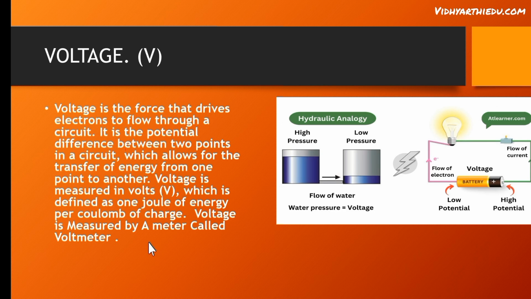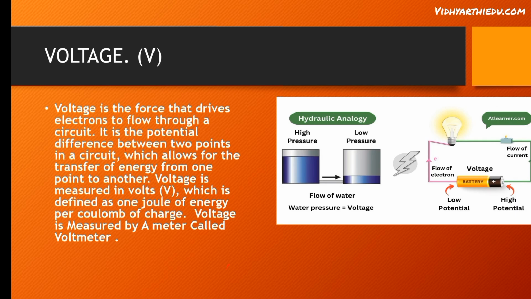It is called a voltmeter. A voltmeter measures the voltage between two terminals of a conductor or any element. See the diagram on the right side: there are two tanks, one on the left and one on the right. Let us say the left side tank has more water.